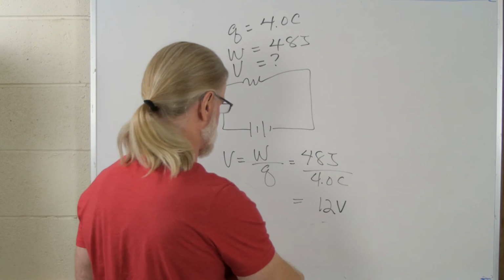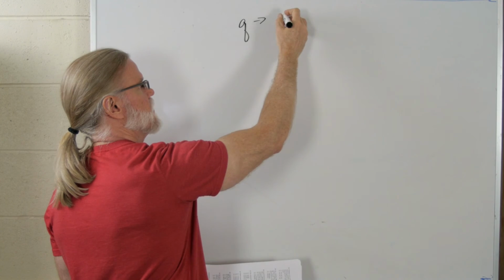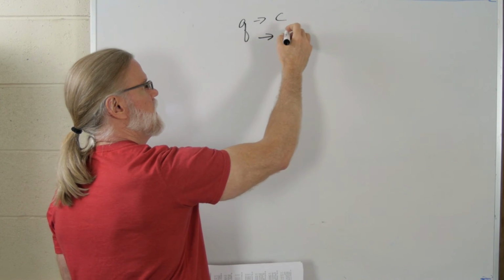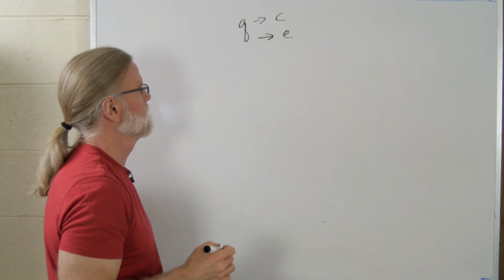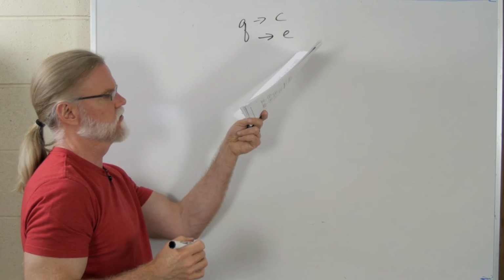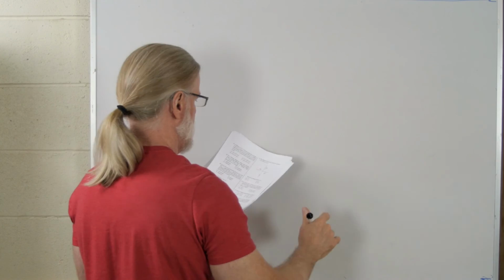Know your units in electricity. Know your charge has units of coulombs or elementary charges. Coulomb is the standard unit. Know that we can only have whole number of charges, so our elementary charges always have to be whole numbers.